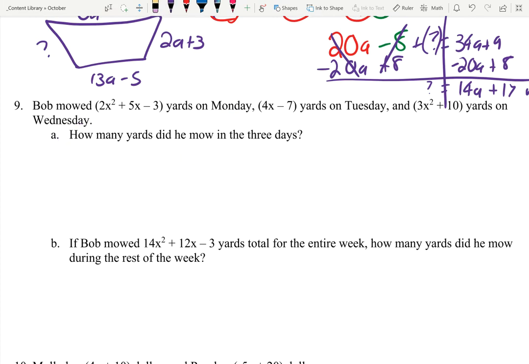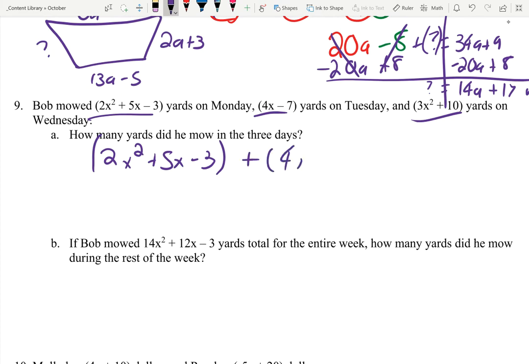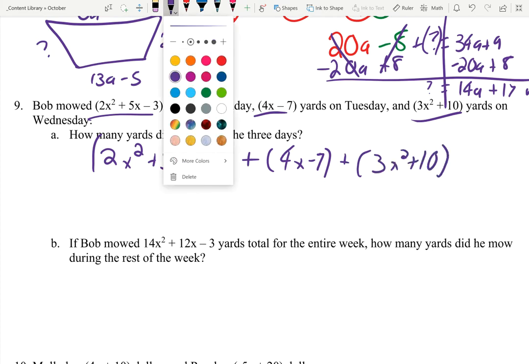So really, we just add up all these totals. Now, it's not numbers we're adding. It's these functions, these expressions we're adding. But that's fine. We're essentially just adding them together. 2x squared plus 5x minus 3. That's Monday. We're adding Tuesday to it, which is 4x minus 7. And then we're going to be adding Wednesday to it, which is 3x squared plus 10. To find the grand total, we just add them all together.